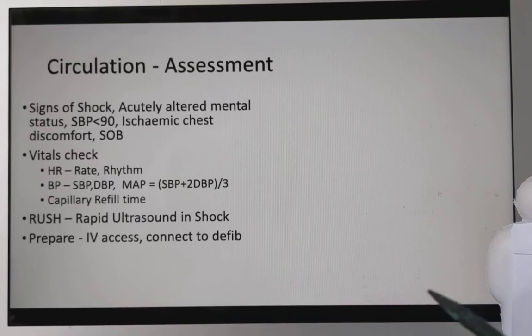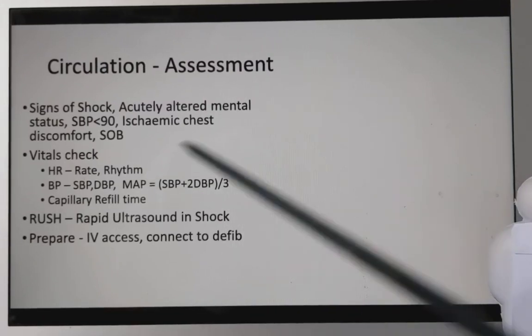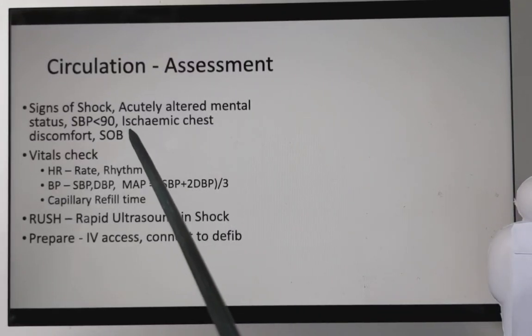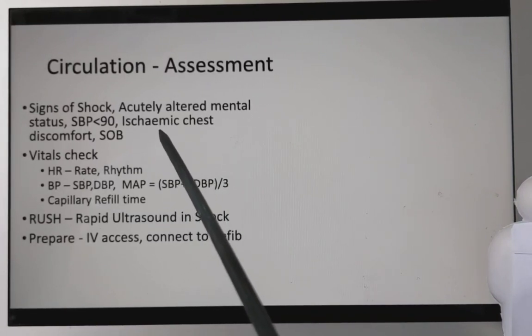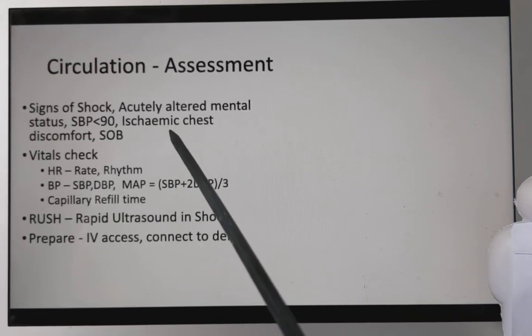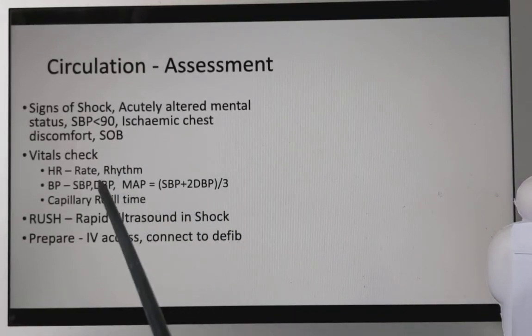So once you've sorted out the breathing, you've gone through airway and breathing, but the person may be in shock, which brings us to the circulation assessment. Signs of shock would be acutely altered mental status, low blood pressure, chest discomfort, and shortness of breath. These are all signs that there is some compromise in the person's overall heart pumping capacity, in blood reaching all the parts of the body. So the circulation is affected.